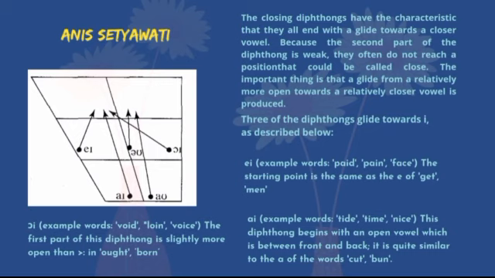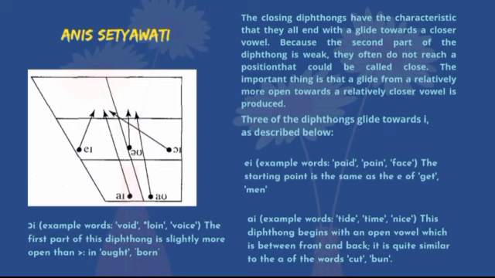A. Example words: paid, pain, face. The starting point is the same as the A of cat, man. OI. Example words: void, loin, voice. The first part of this diphthong is slightly more open than in the word born.